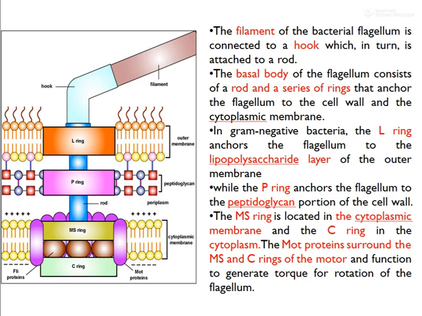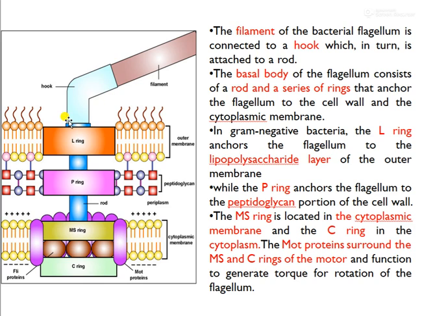In the case of gram-negative bacteria, the L ring anchors the flagellum to the lipopolysaccharide layer of the outer membrane, while the P ring anchors the flagellum to the peptidoglycan layer. The MS ring is located in the cytoplasmic membrane, and the C ring is present in the cytoplasm. You can see that the Mot proteins surround the MS and C rings of the motor and function to generate a torque for the rotation of the flagellum.